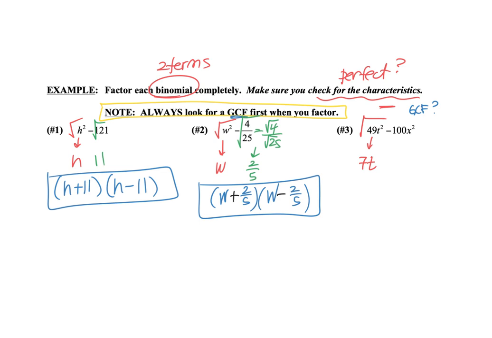Okay, and I'm double checking. There is a minus in between here. That's important. And then, is 100x squared a perfect square? Yeah, because that would be 10x. Good, so that means I should be able to write this, right, as two things plus, two things minus. I just take those terms. So I'm going to write 7t plus 10x and 7t minus 10x. And that is it. Good, hopefully this is making sense. This pattern is making sense.